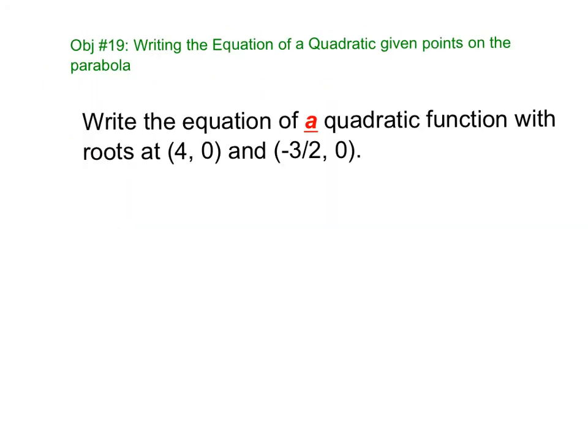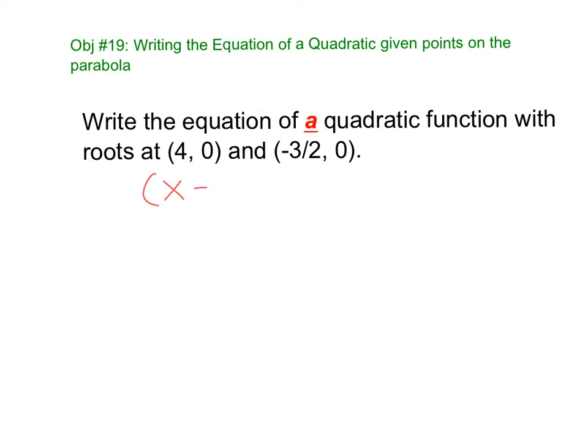Okay, so that was using a graph. Now we're just going to be using some points. So now it says write the equation of a quadratic function. It's not specific. They're only giving us 2 points, so if we want to change the a up, we can. It doesn't really matter. So if those are my zeros, what would I do?